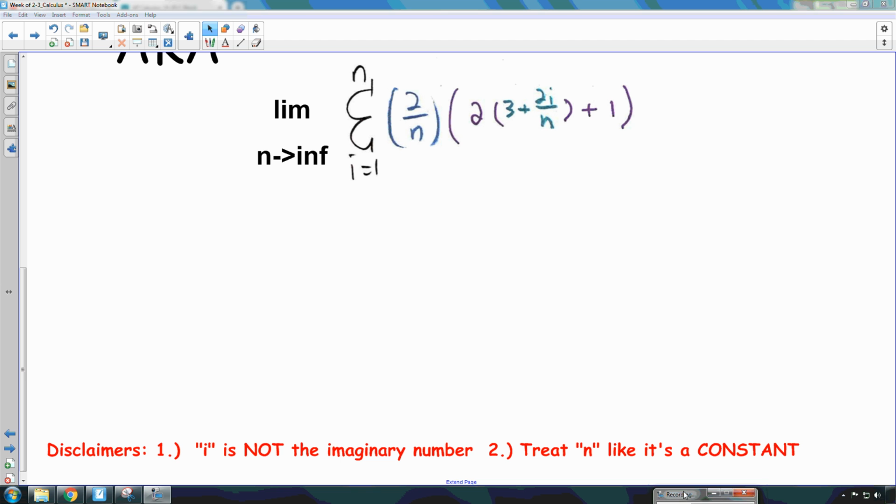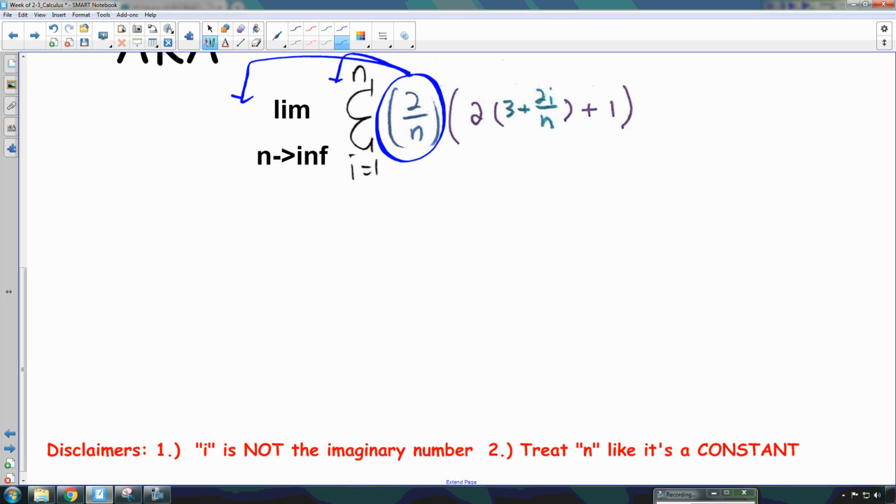Okay, so here we go. I've also put a little disclaimer there that i is not the imaginary number, no relation whatsoever. And we're going to treat n like it's a constant, so just like it's a 5 or an 8 or a 2. Okay, so here we go. All this craziness is going to start happening. So you see this blue? This is a constant. We can pull it out here, or we can pull it out here. We can pull it all the way out in front of the limit if we want, but it's probably better to pull it in front of the summation for now, because we're going to want to take the limit of whatever these n's are before we really pull them out.